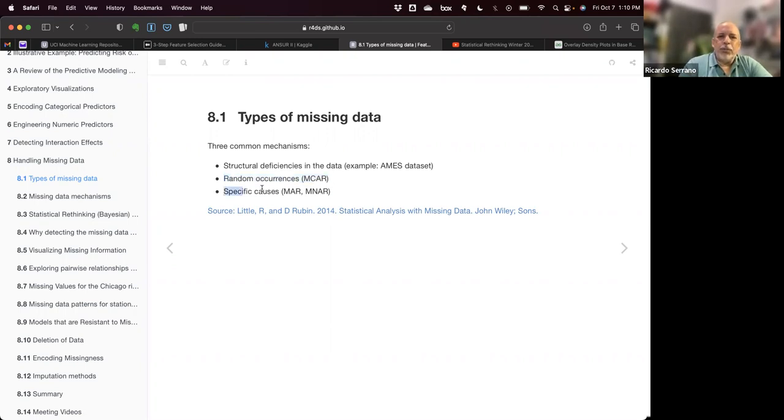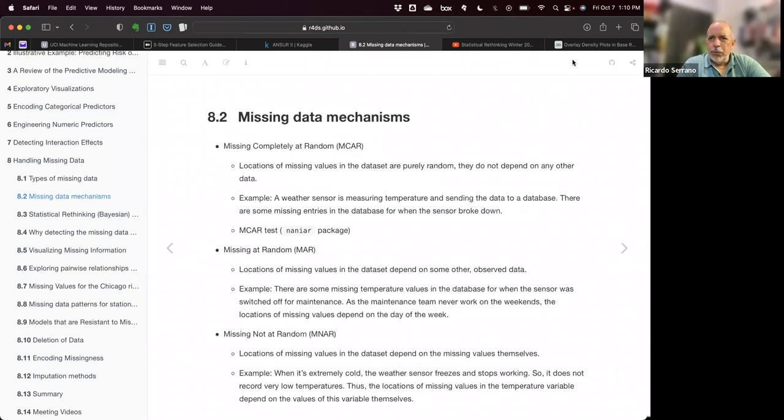Then there are some specific causes, right? In other words, there's an explanation of why that missing data is there. And there are two. It's called missing at random or missing not at random. And I'll explain what they mean. Okay, so let's go to the next slide and see what we are talking about, those MCAR, MAR and MNAR. Okay, let me move this.